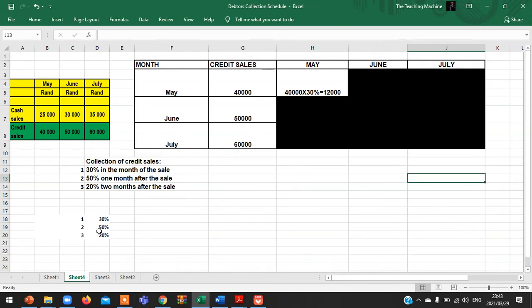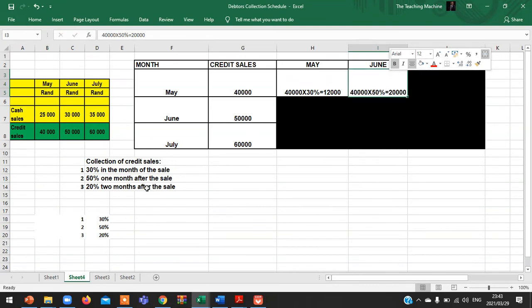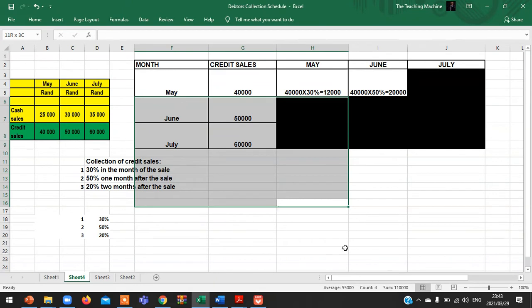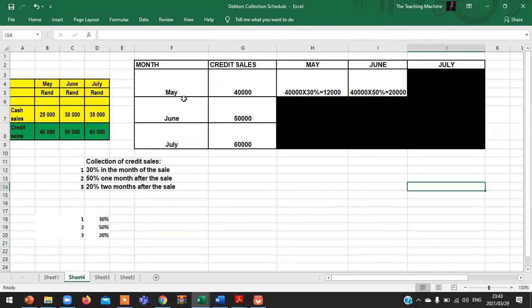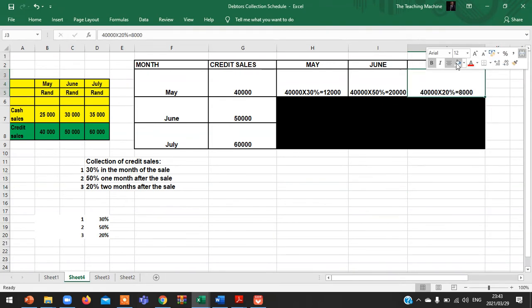What does your 2 say? It says collect 50%. So what is 50% of 40,000? 20,000. From May to July, it's 3 months, and your 3 says collect 20%. So what is 20% of 40,000? 8,000. Okay. So from June to May, we cannot count from June going backwards.